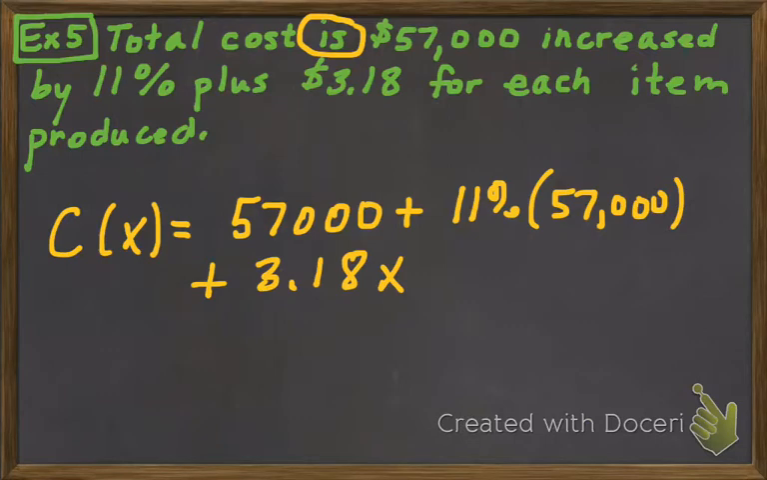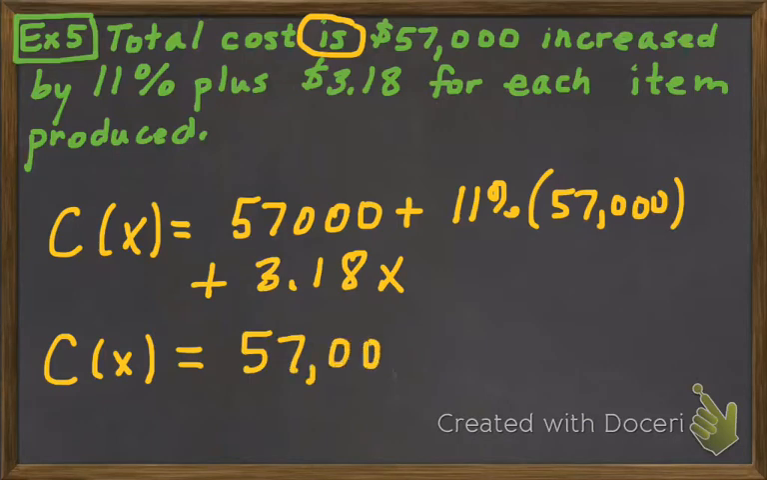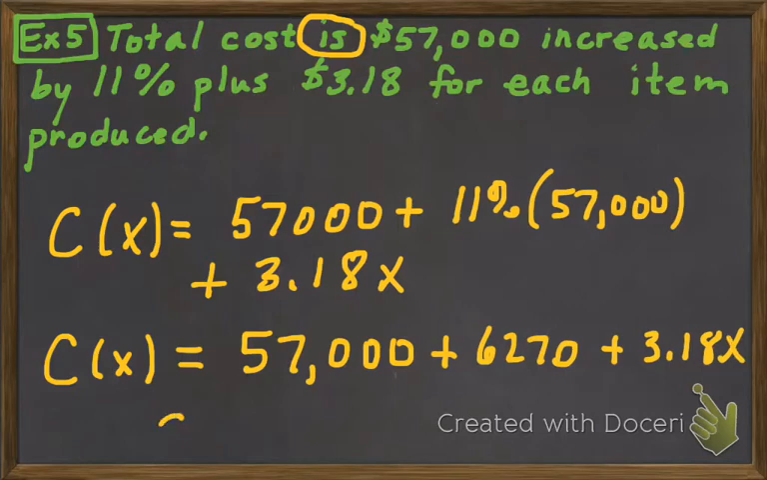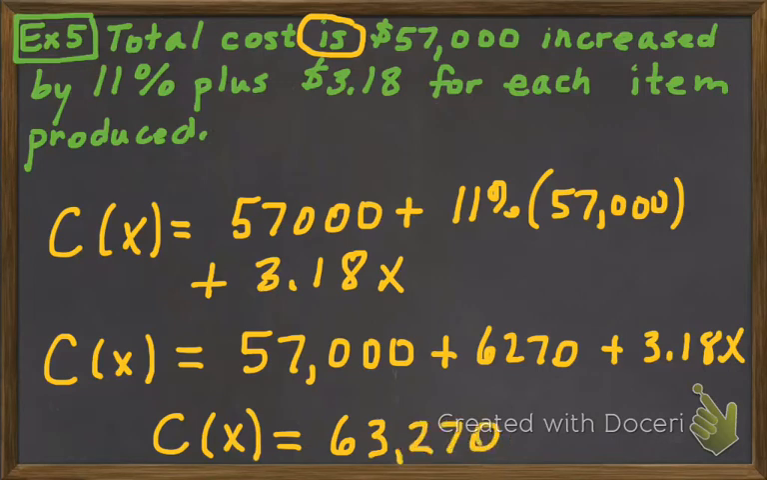So then we're going to clean up that rough cut of our equation to get the next step, which is going to be 57,000 plus an 11% of 57,000 is 6,270, and then we've still got our plus 3.18x, and one more step would be to combine our constants for our final simplified form of our equation. So we're going to have 63,270 plus 3.18x, and that would be the correct form for the required expression, in this case, equation. And that's the end of our basic examples video.